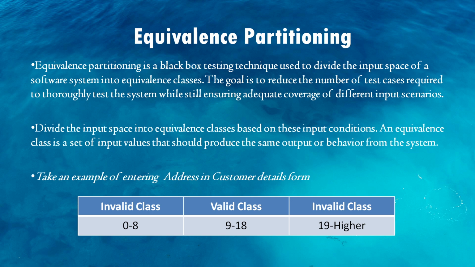Equivalence partitioning is a black box test design technique used to divide the input space of a software system into equivalent classes. The goal is to reduce the number of test cases required to thoroughly test the system while still ensuring adequate coverage of different input scenarios.